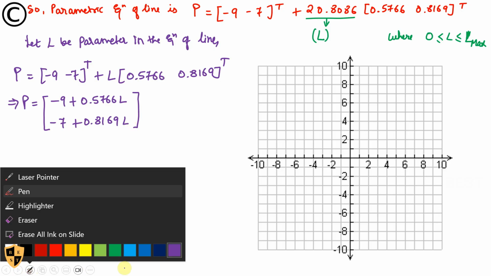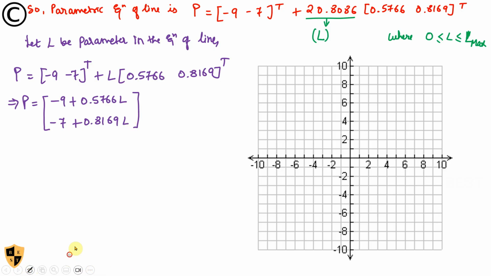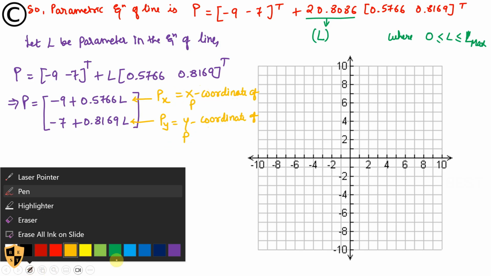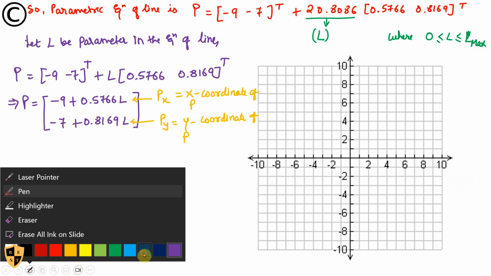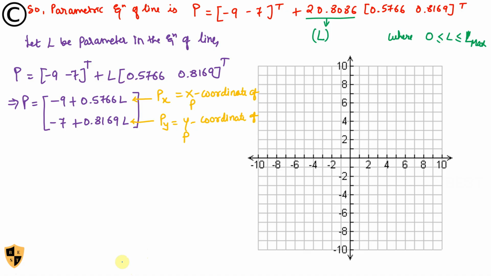And in this equation, again same thing. If you remember, this term is nothing but the px term, the x coordinate of point P, and this is the y coordinate of point P. So now what we will do, we got the equation, we will now try to plot the line, and we know what is the value of L.